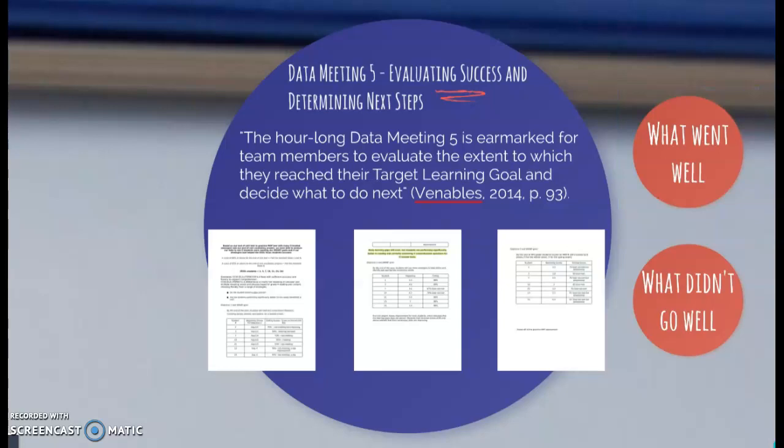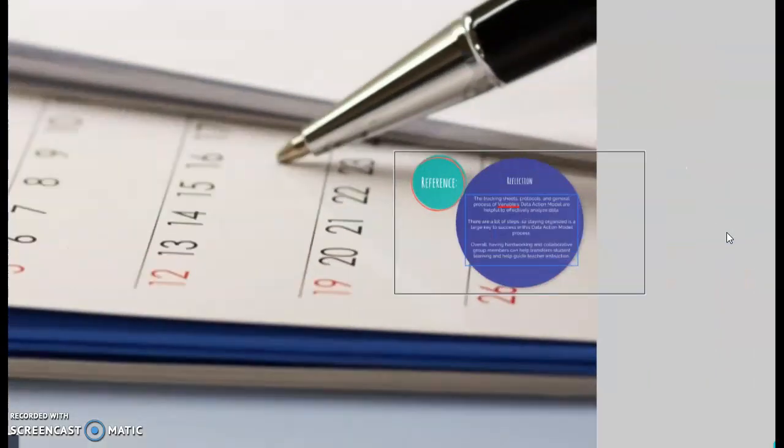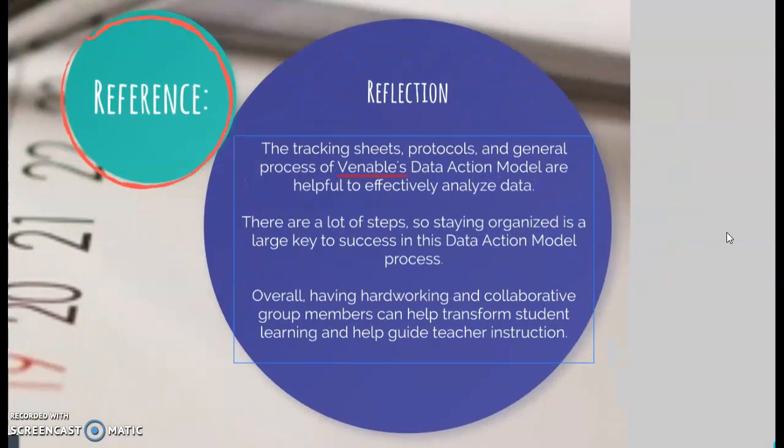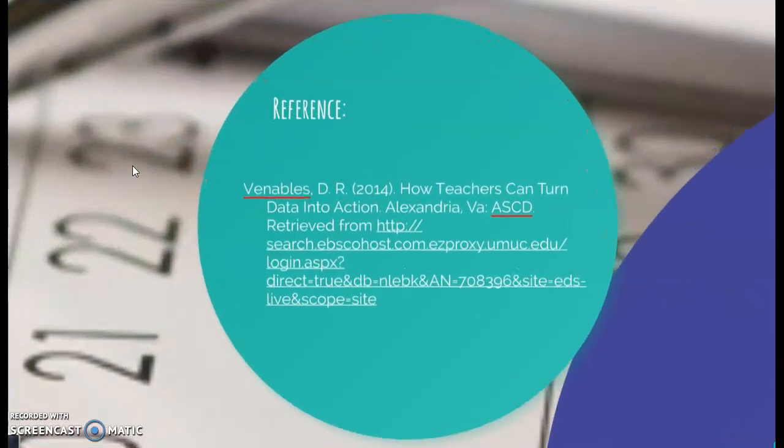And lastly, my own reflection for this course was that the tracking sheets, protocols, and the general process of Venable's Data Action Model were really helpful to effectively analyze data. There were a lot of steps, so staying organized is a large key to success in this process. Overall, I think having hardworking and collaborative group members can help transform student learning and help guide teacher instruction. So I definitely want to use a lot of these aspects in my own teaching to help me realize learning gaps, instructional gaps, and help me plan what I can do to help better teach my students.